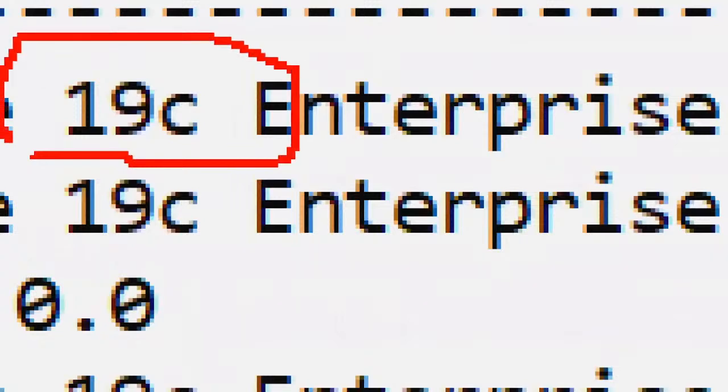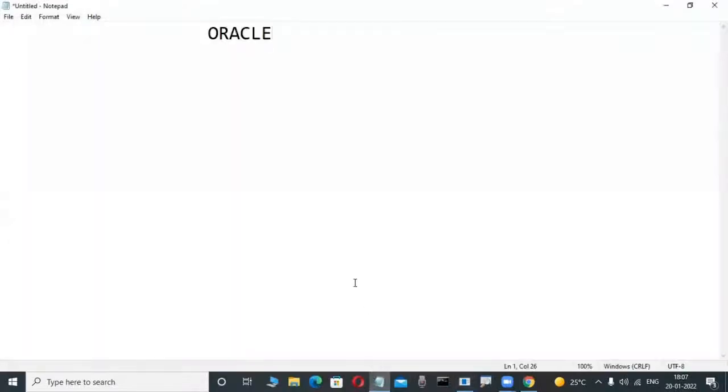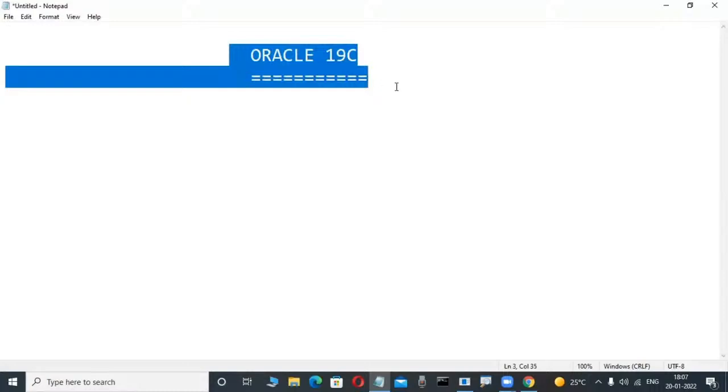C means cloud technology, cloud computing. In the olden days, there was grid computing. Now cloud. What is cloud and all these things, we understand. Now this is Oracle 19c. 19c means cloud technology. Observe it here. This is the latest version we are learning in our class.